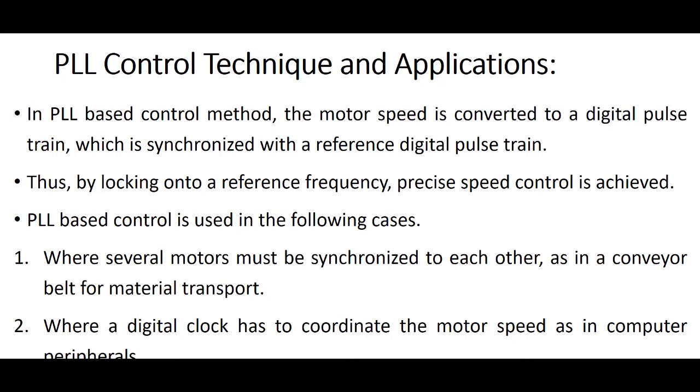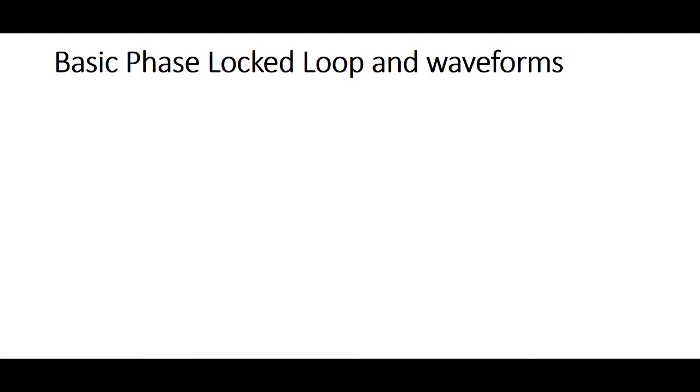PLL based control is used in the following cases. First, where several motors must be synchronized to each other as in a conveyor belt for material transport. Second, where digital clock has to coordinate the motor speed as in computer peripherals. Third, where high quality products are desired as in textile, printing and paper mills. Next we will go to basic phase locked loop and its waveforms.